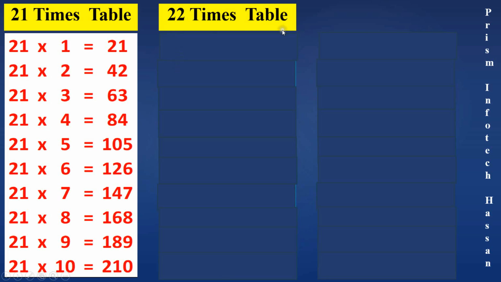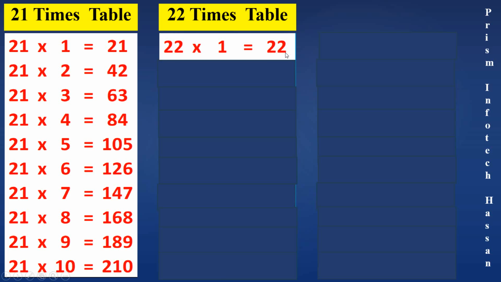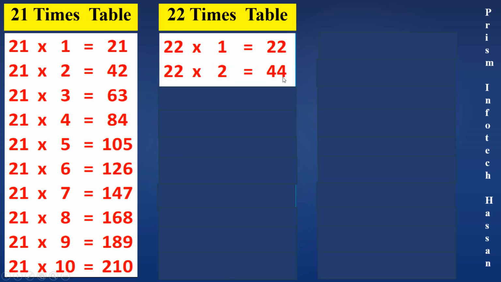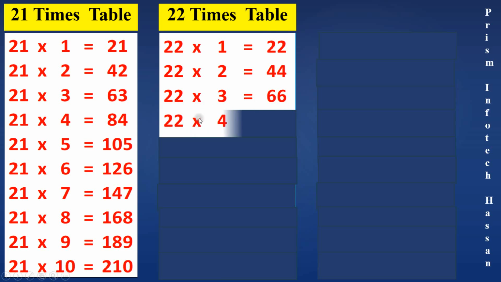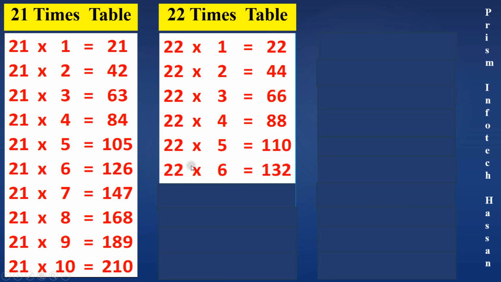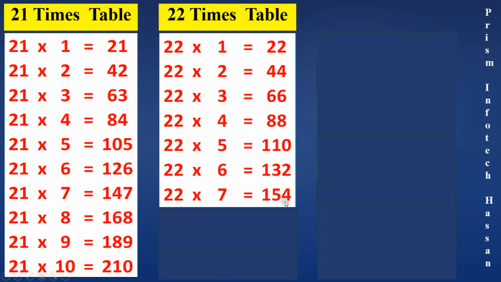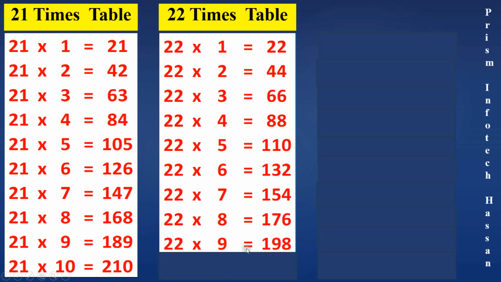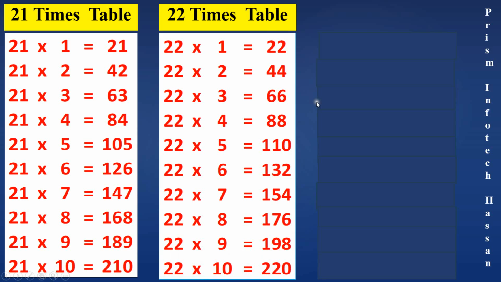22 times table. 22 times 1 is 22. 22 times 2s are 44. 22 times 3s are 66. 22 times 4s are 88. 22 times 5s are 110. 22 times 6 are 132. 22 times 7s are 154. 22 times 8s are 176. 22 times 9s are 198. 22 times 10s are 220.